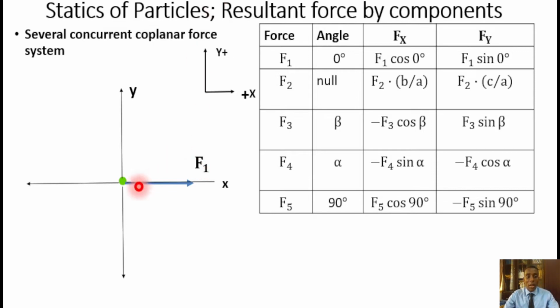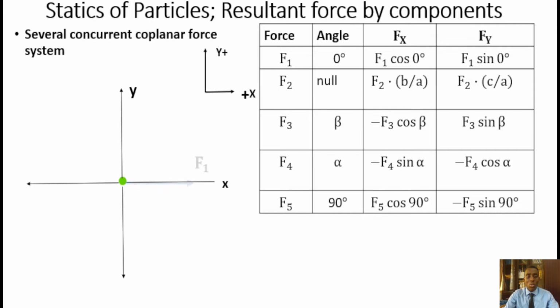So this is F1 right here. It has only a component along the x, and so the angle it makes with this is 0. So F1 cos 0 becomes F1 itself, and then F1 in the y direction is actually 0 because sin 0 becomes 0.